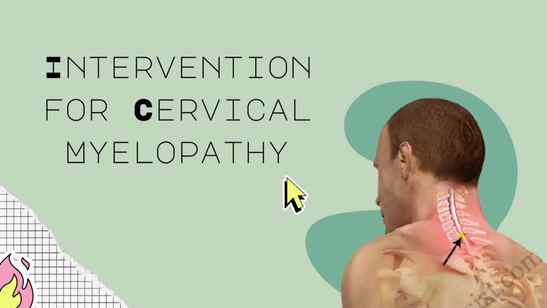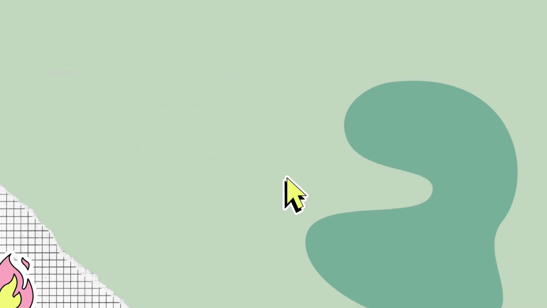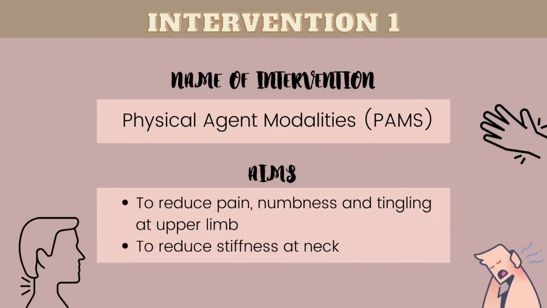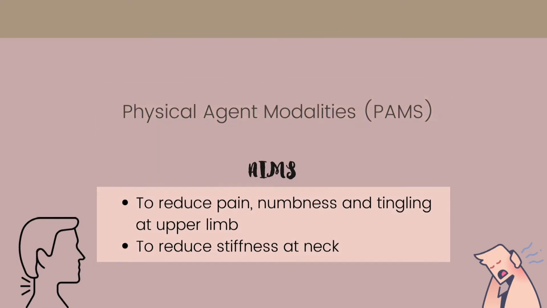Now, we move to the intervention for cervical myelopathy. The first intervention is physical agent modalities, or PAMs, that aim to reduce pain, numbness, and tingling at the upper limb. It also aims to reduce stiffness at the neck.